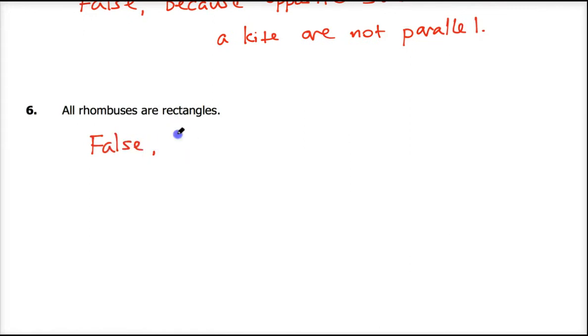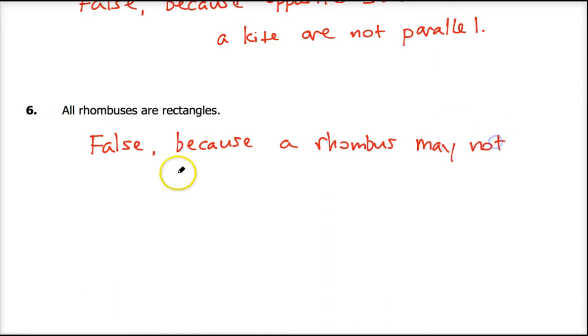And it's false because a rhombus may not have right angles.